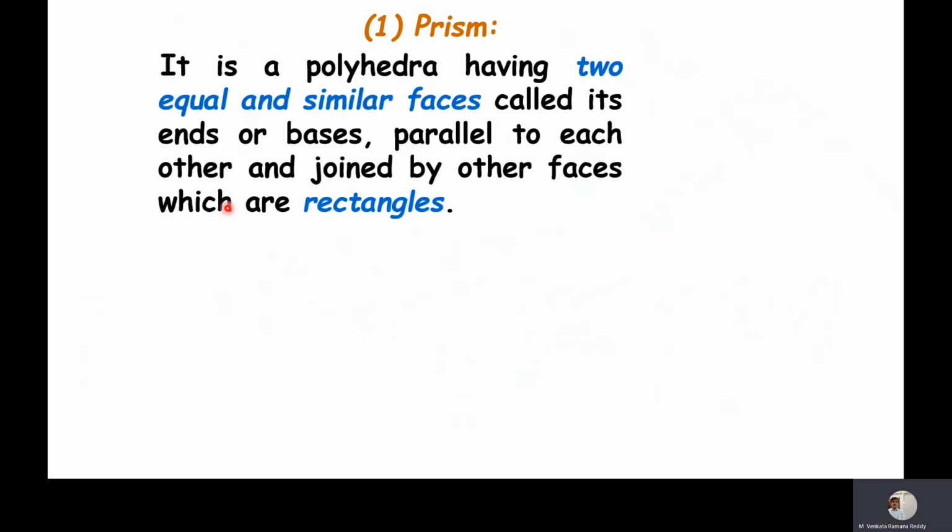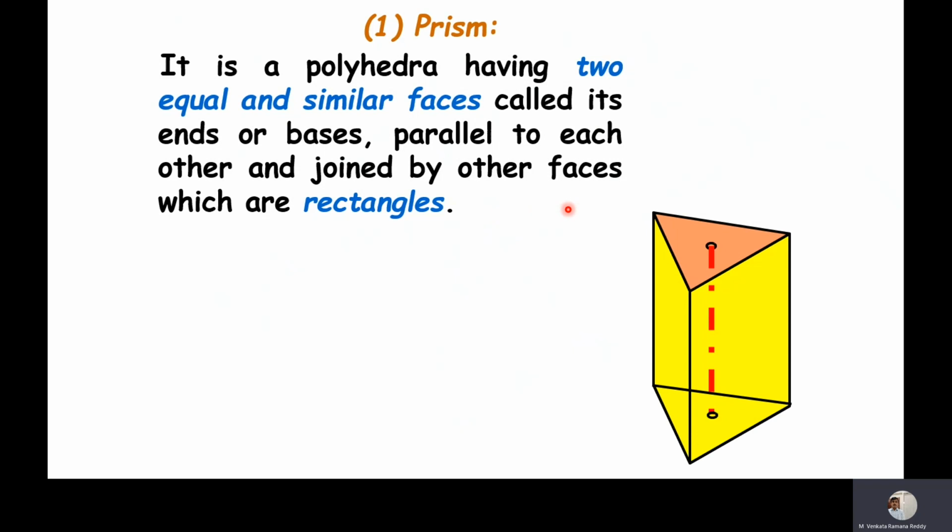Prism. It is a polyhedron having two equal and similar faces called its ends or bases, parallel to each other and joined by other faces which are rectangles. Here, two equal bases parallel to each other and joined by other faces which are rectangles. That is, in the case of prism, faces are rectangles. So two bases are joined by rectangular faces, then it is called prism. So it is a triangular prism.